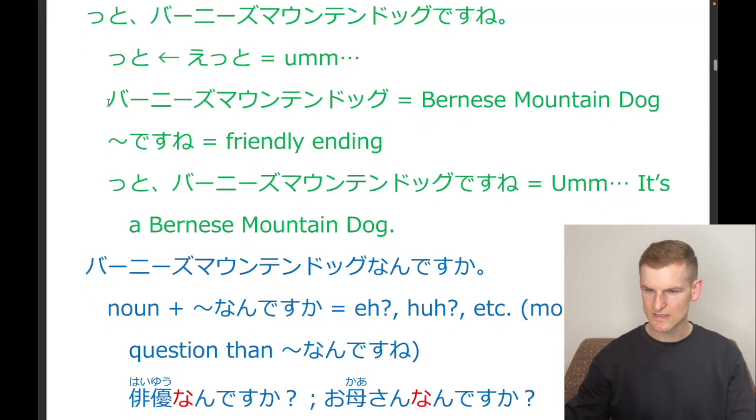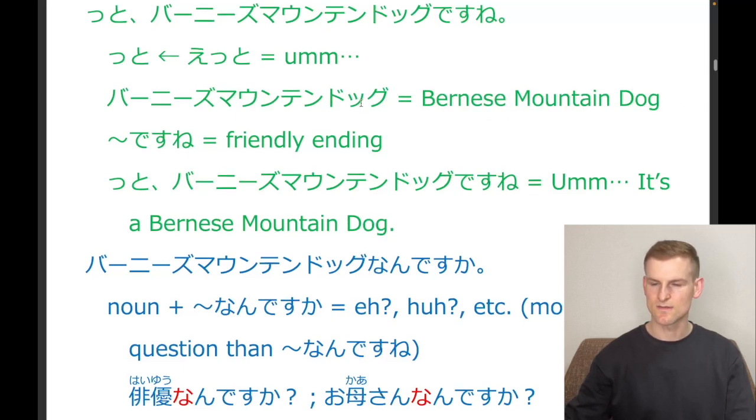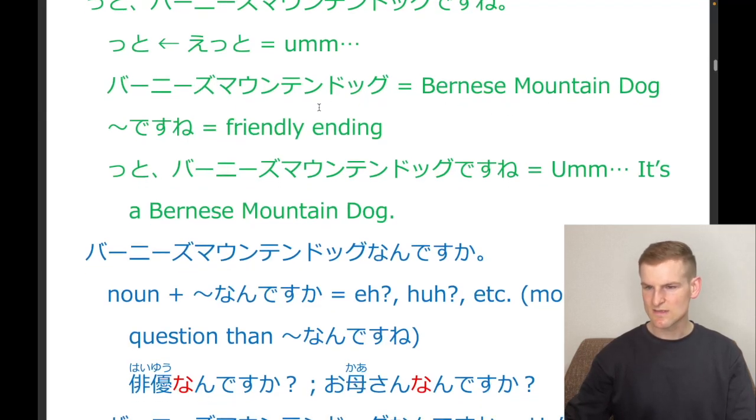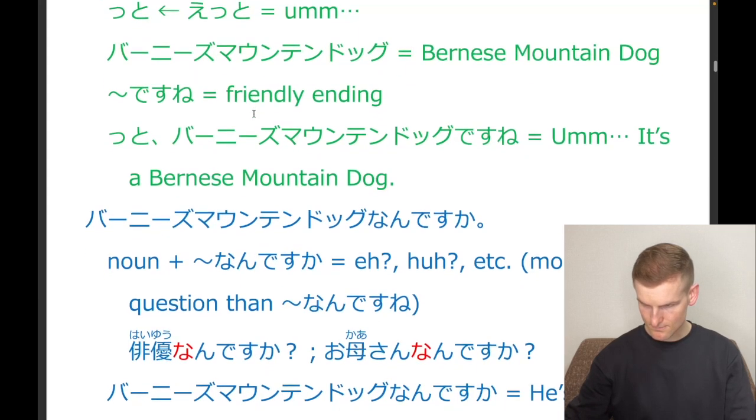Okay, so he introduces his dog, Barney's Mountain Dog. Okay, so that's Bernese Mountain Dog. I'm going to talk about this a little bit later, but for now, just go ahead and note that this name uses the English word mountain. Obviously it's in katakana, but this word comes from the English word for mountain, right? Mountain. Barney's Mountain Dog. Okay, so just take note of that for now.